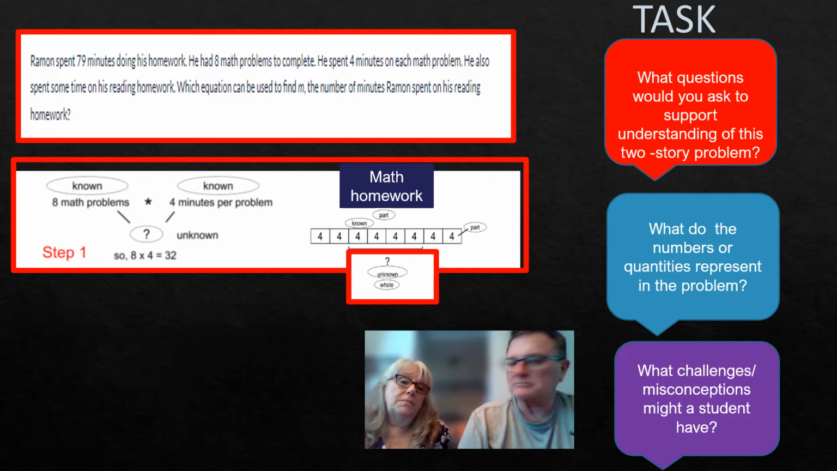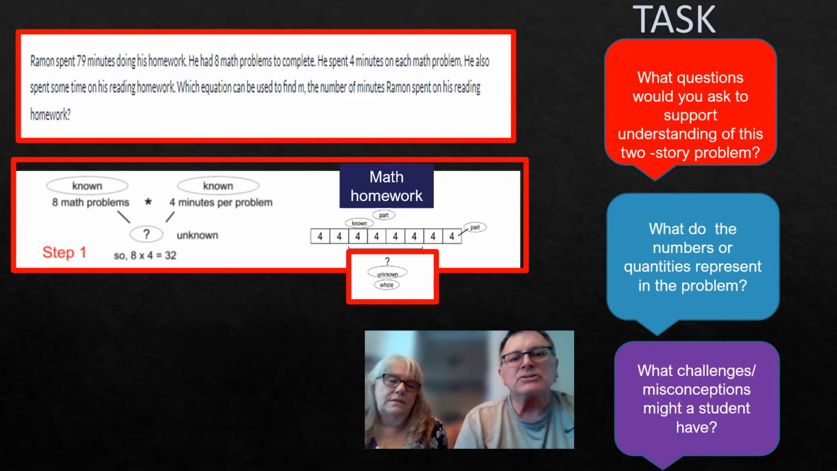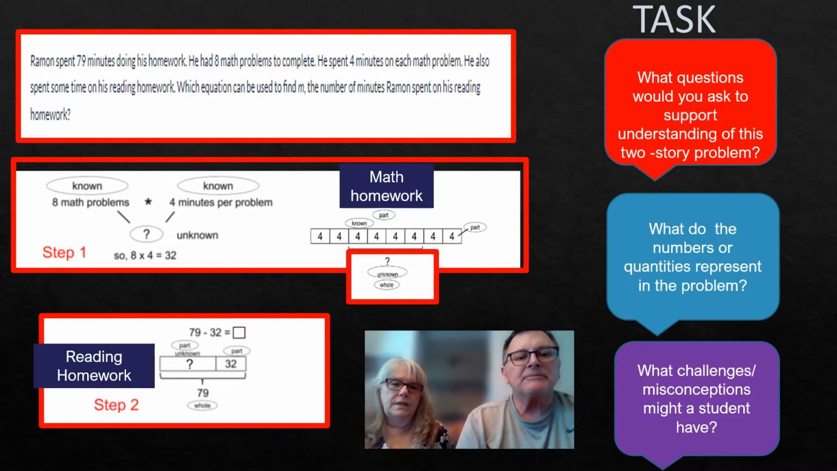Not all problems have a specific first step, but with this problem, Daryl, if I hadn't solved this part of the problem first, I wouldn't be able to figure out the total number of reading minutes. I had to know how many minutes Ramon spent on math. So I knew the total. Right, so I had to begin by thinking about that first. Yes, so that was a definite step 1. But to your point, they don't always have to be. What do you see here?